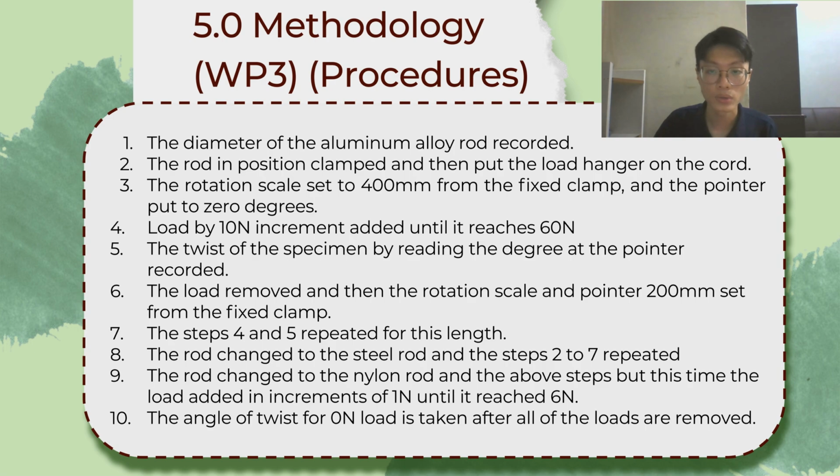The fifth step, the twist of the specimen is recorded by reading the degrees at the pointer. The sixth step, the rod is removed and then the rotation scale and the pointer are set to 200 mm from the fixed clamp. The seventh step, steps 4 and 5 are repeated for this length. The next step, the rod is changed to the steel rod and steps 2 until 7 are repeated. The next step, the rod is changed to the nylon rod and the above steps are repeated.